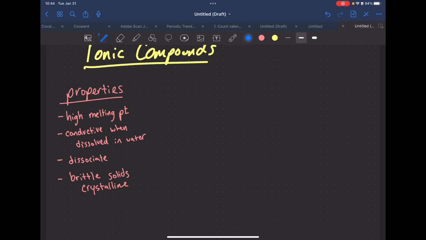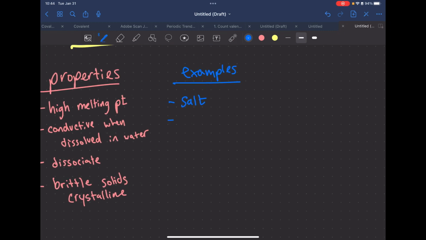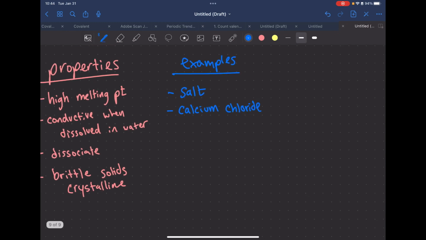Cool. Let's move on to some examples of ionic compounds. One of them I just said, it's going to be salt. And salt was one of the compounds that we used in our lab. The other ionic compound in our lab was calcium chloride. And let's do another example. Say magnesium sulfide. How about that one? That's another example of an ionic compound.